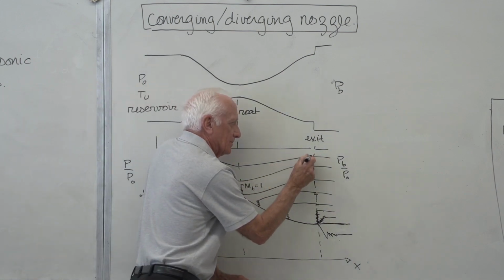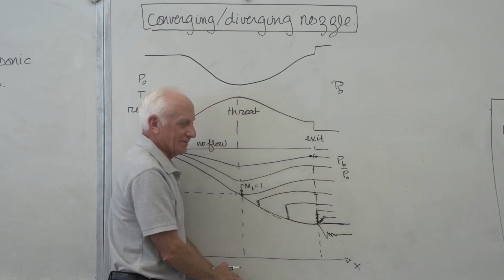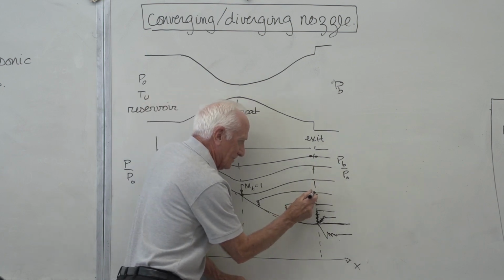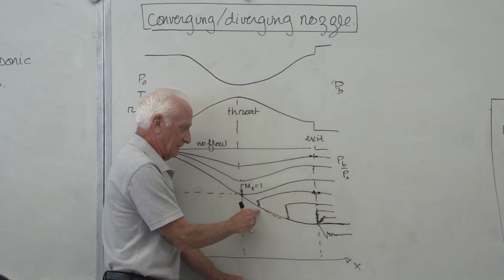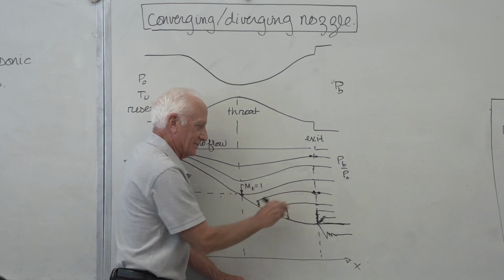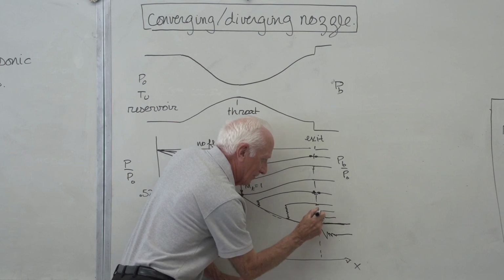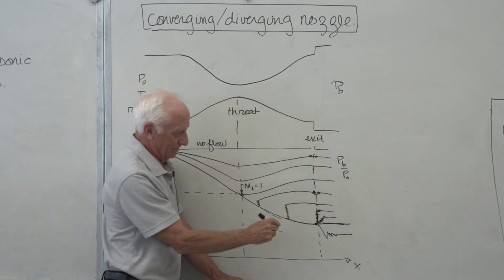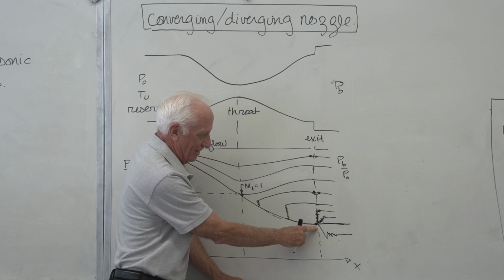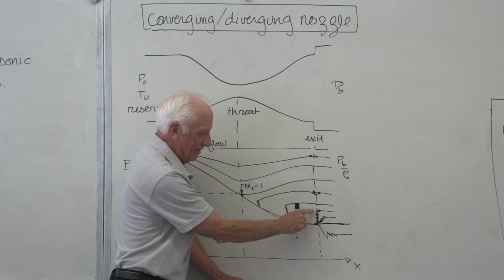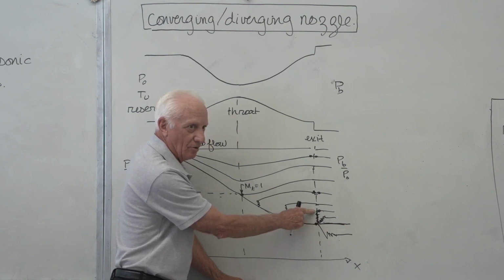Is the exit pressure equal to the back pressure? Yes. Is the exit pressure equal to the back pressure, even if there's a shock wave there? Yes. Is the exit pressure equal to the back pressure? No. If the shock sits there, the exit pressure is down here, the back pressure is up here, the answer is no.